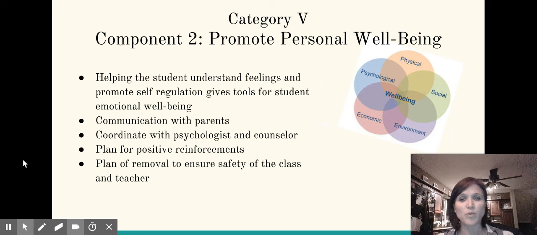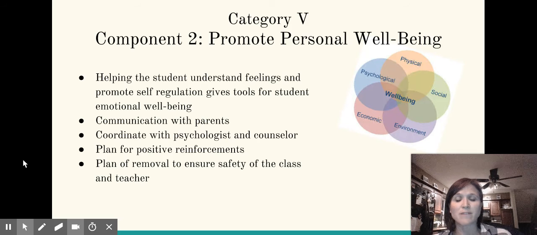How did I promote personal well-being? Well, helping the student understand his feelings is huge, and then helping him promote self-regulation so that he has the tools to identify his emotions and cope with them in an appropriate manner. Communication with the parents, coordination between anyone that's available, the psychologist, the counselor, the behavior specialist, anyone that's involved that can help Carl and his personal well-being.